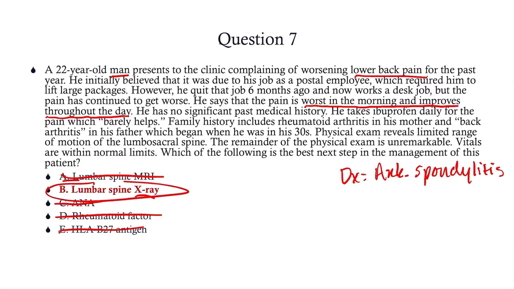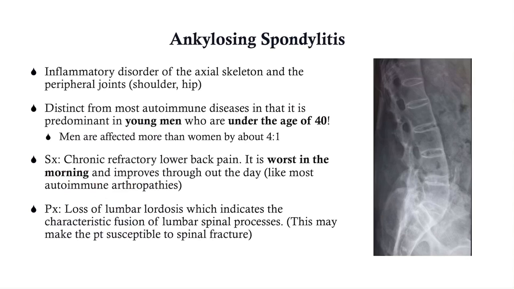So it is a lumbar spinal x-ray. Ankylosing spondylitis is an inflammatory disorder of the axial skeleton and the peripheral joints, so it's truncal. It is distinct from a lot of autoimmune diseases in that it's predominant in young men under the age of 40. Men are affected more than women by about 4 to 1, so a pretty significant male preponderance.